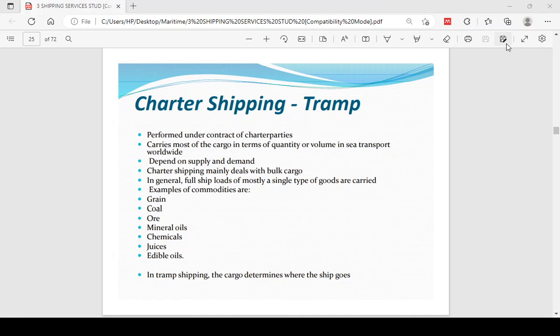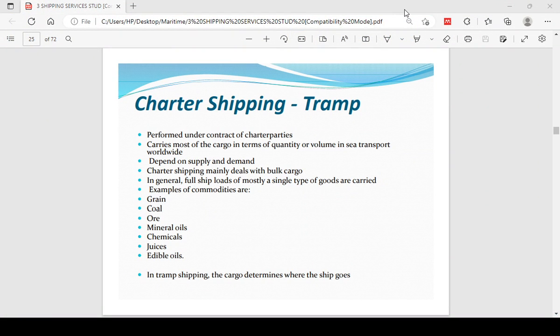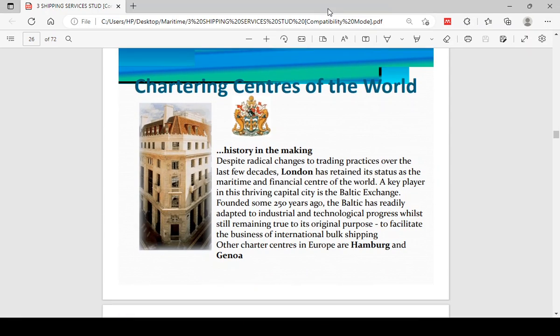We have chartering centers around the world. Okay. This is the chartering center in London. We call it the Baltic Exchange. And we have so many of these exchanges. We have some in Genoa, we have some in Hamburg, Tokyo, New York. We have all these exchanges there. And it is at the exchanges that they go to do the bartering.